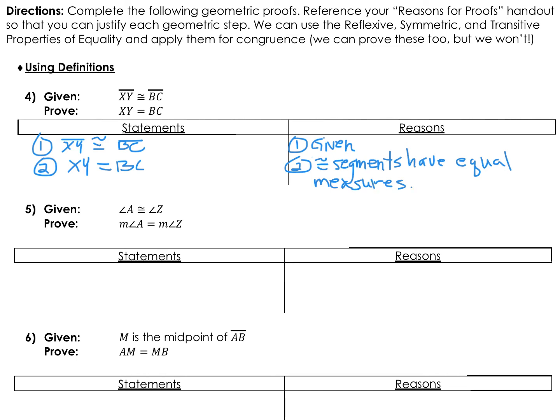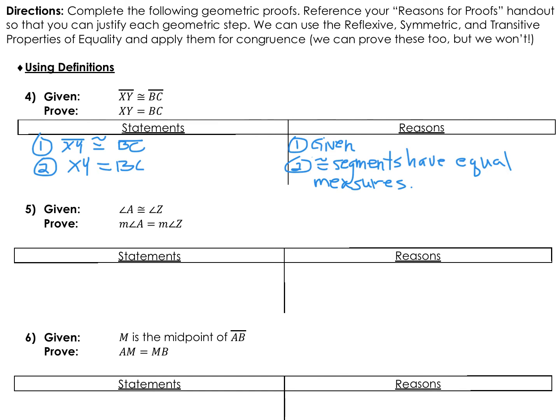So instead of saying definition of congruent segments, I would prefer that you write out congruent segments have equal measures. That way, if we were to reverse these, let's say that this was the given and this was the proof, you would be going from an equality to a congruency. Instead, you would say segments that have equal measure are congruent. So we can use this forwards and backwards.